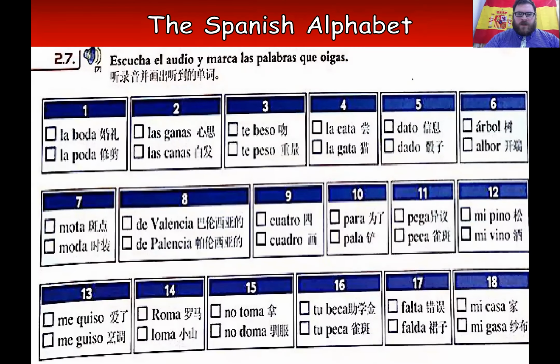All right. Another one with another audio. So this one's number 7. Okay, and mark what you hear. So that previous one is to get you ready for this. It's saying which one's boda and which one's poda. All right, so listen to this audio and complete this one. This is also on page 9. All right, so do that. Pause this video, go do that.